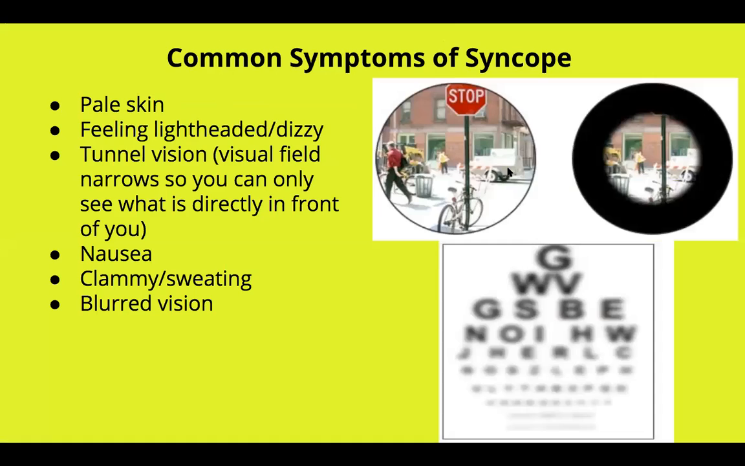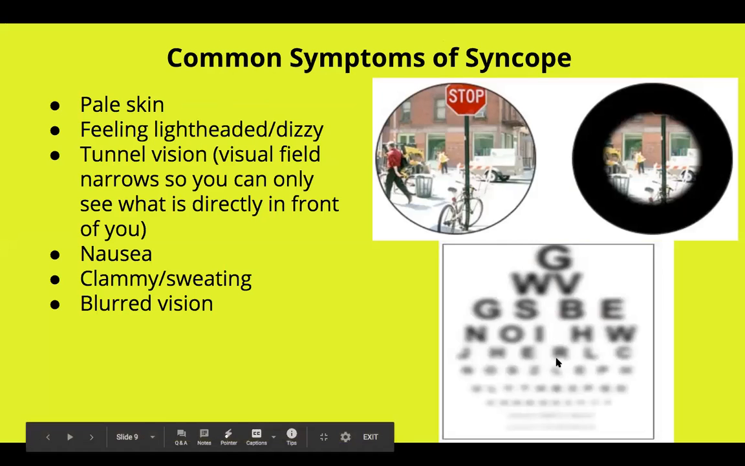Common symptoms of syncope: pale skin, feeling lightheaded and/or dizzy, tunnel vision, which is when your visual field narrows so you can only see what is directly in front of you, nausea, clamminess and/or sweating, and blurred vision. Over here are some pictures of examples of blurred vision and tunnel vision.